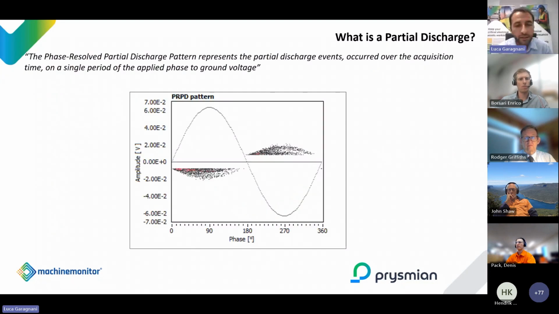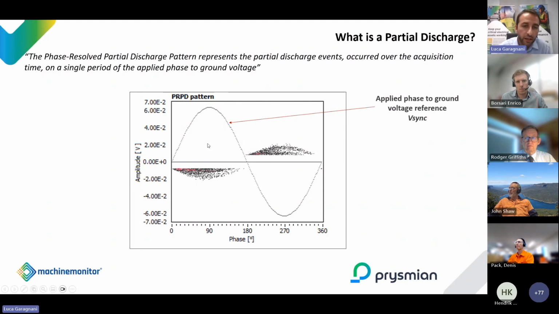This is the graph that is popular for partial discharge detection and is called phase resolved PD pattern, which is exactly built as I show. So our oscilloscope is correlating all the high frequency pulses generated by the discharge that are detected with specific sensors with the applied phase-to-ground voltage. And this graph contains a lot of information.